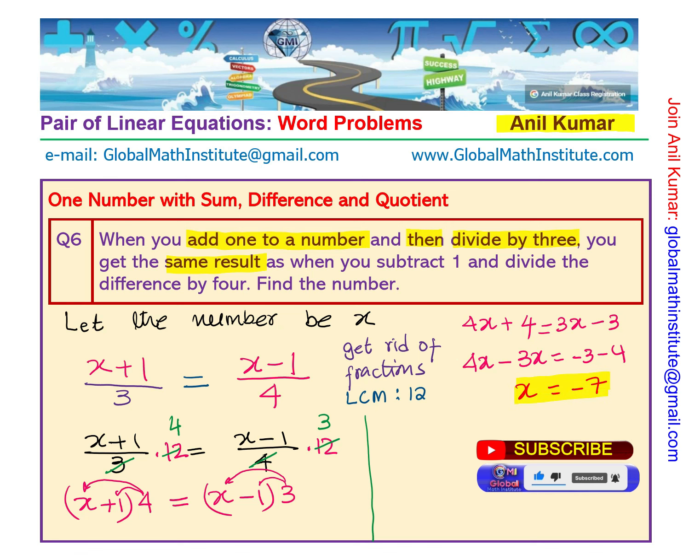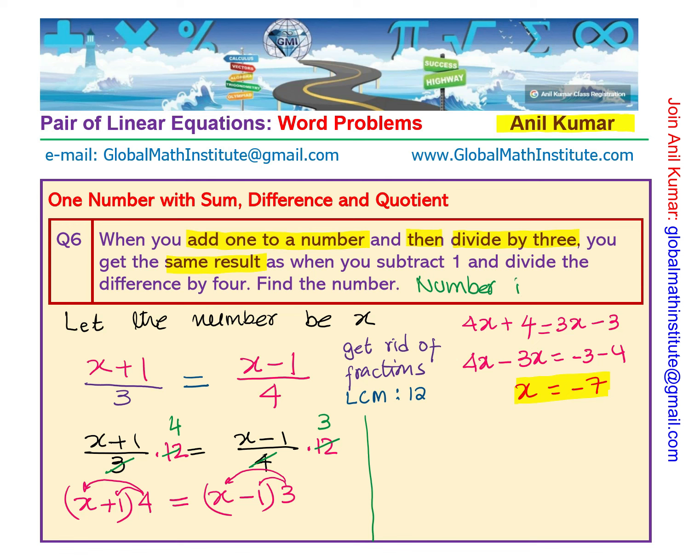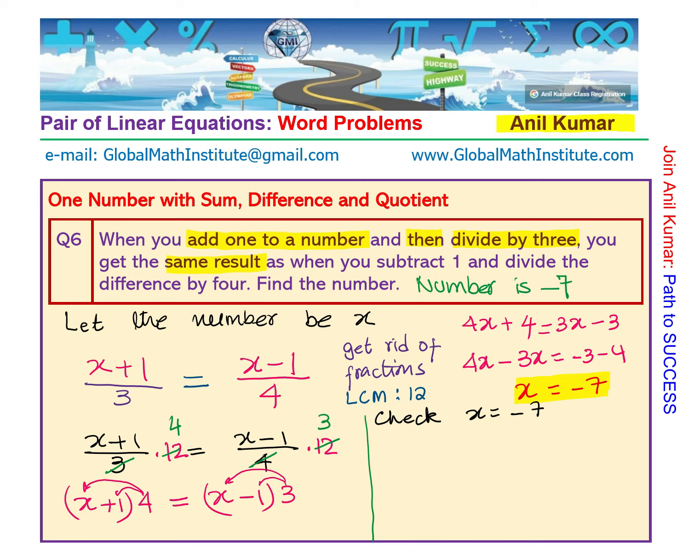So we can always write that the number is minus 7. Perfect. But we should also check our result. If you have time in the test, you should definitely do it. And there is always time to check. The papers are so designed. So let's check. x equals minus 7. While checking, we'll do the left-hand side, which is (x plus 1) by 3. That means (minus 7 plus 1) by 3 is equal to minus 6 by 3, which is minus 2.